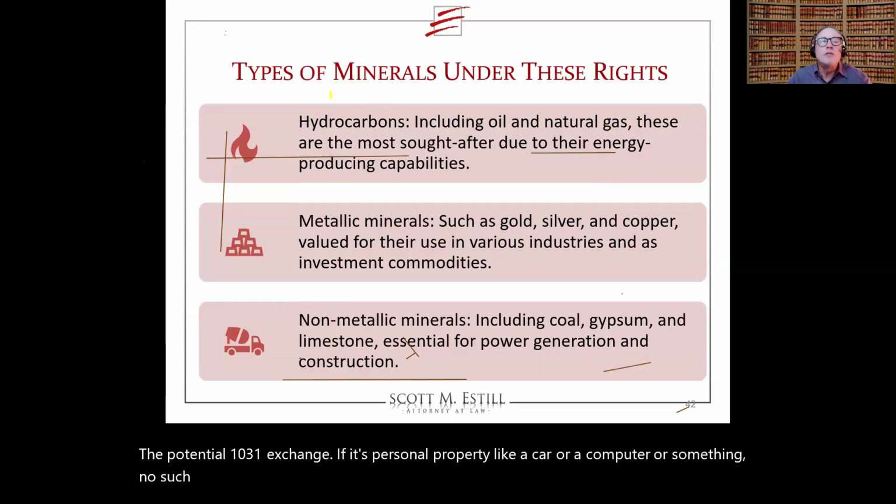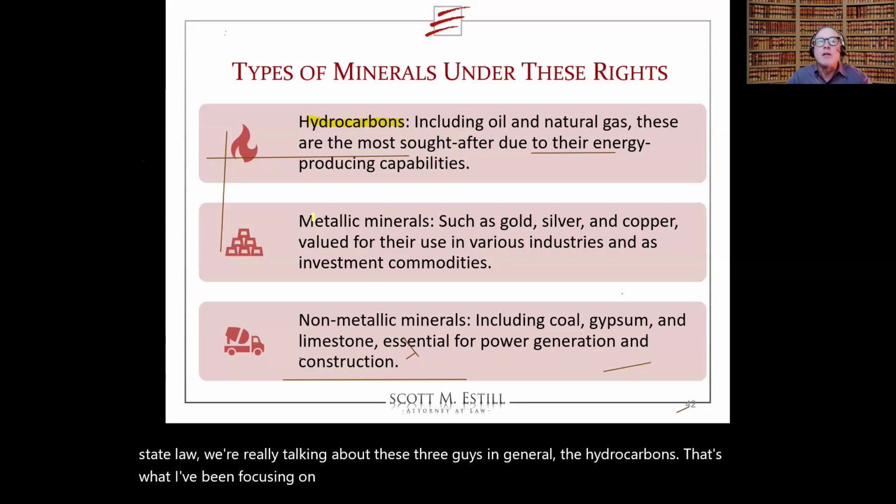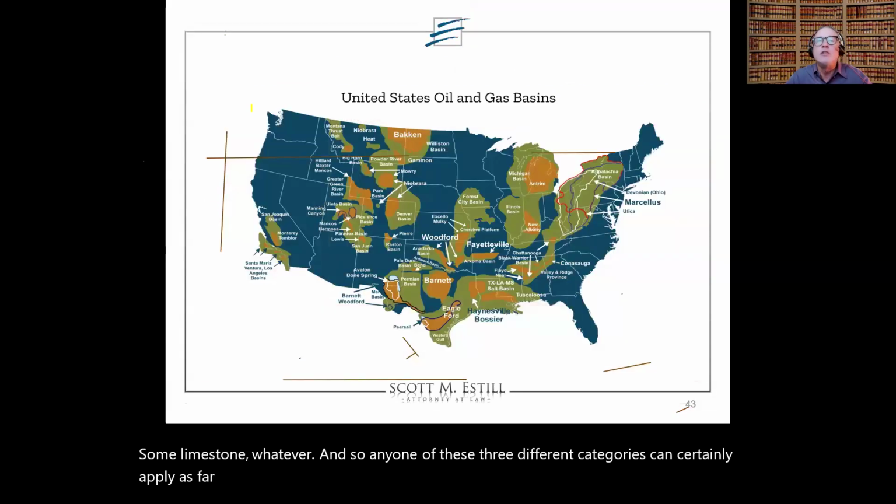So when we're talking about the 1031 exchanges and these rights under state law, we're really talking about these three guys in general. The hydrocarbons, that's what I've been focusing on tonight, really, the oil and gas. Metallic minerals, so those are gold and silver, and then the non-metallic minerals, coal, gypsum, limestone, whatever. And so any one of these three different categories can certainly apply as far as the 1031 exchanges go. And I put this up here because you can see where a lot of the oil and gas is centered here in the United States.